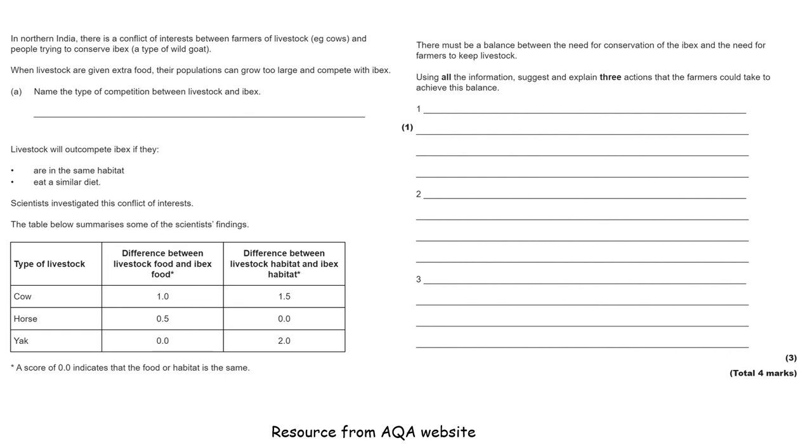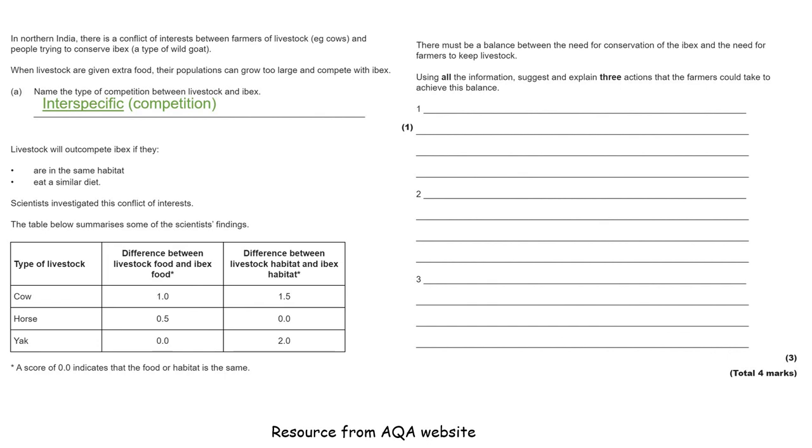So, as a past exam question, an example: in northern India there is conflict of interest between farmers of livestock, like cows, and people trying to conserve ibex, a wild type of goat. When livestock are given extra food, their populations can grow too large and compete with ibex. Name the type of competition between livestock and ibex. That would be interspecific competition because they are different species.